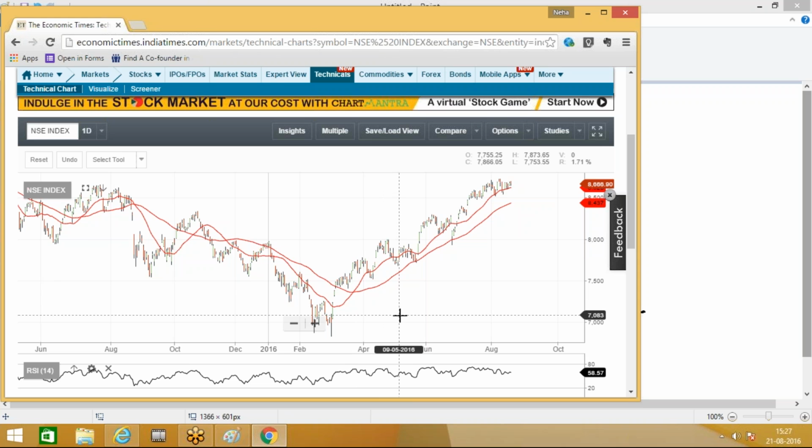Then we look at the RSIs to see if the timing is right. If I want to go long, I don't want to go long when the market is overbought. So I just want to see if the timing is right. How will I know if the timing is right?